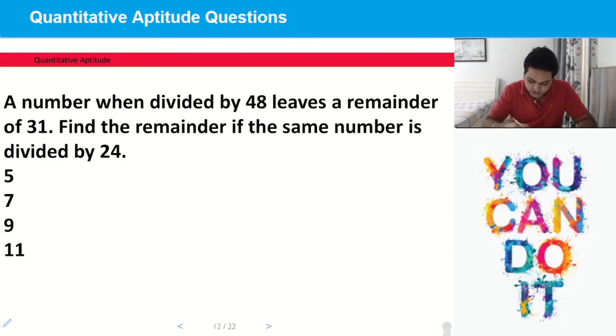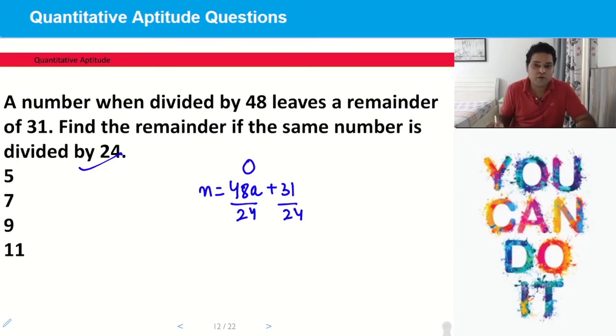Next is, a number when divided by 48 leaves a remainder of 31. So that number is 48a plus 31. So this n equals to this thing. Find the remainder if the same number is divided by 24. So you divide each part individually by 24. This will give you remainder as 0, and this will give you remainder as 7. That is option number B.